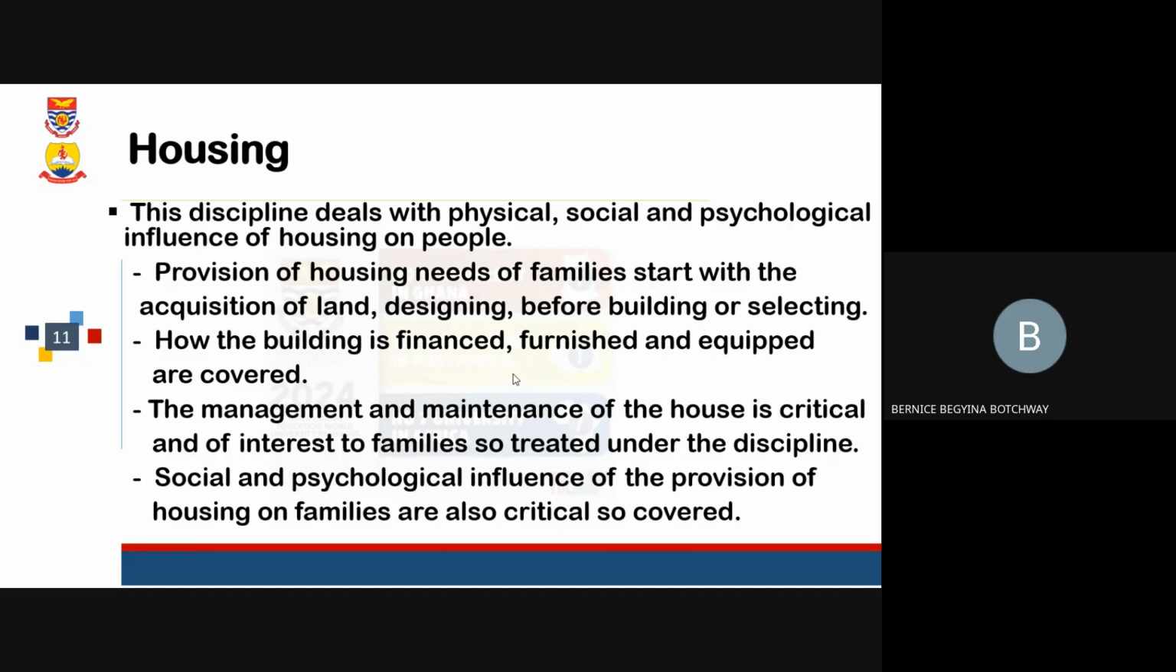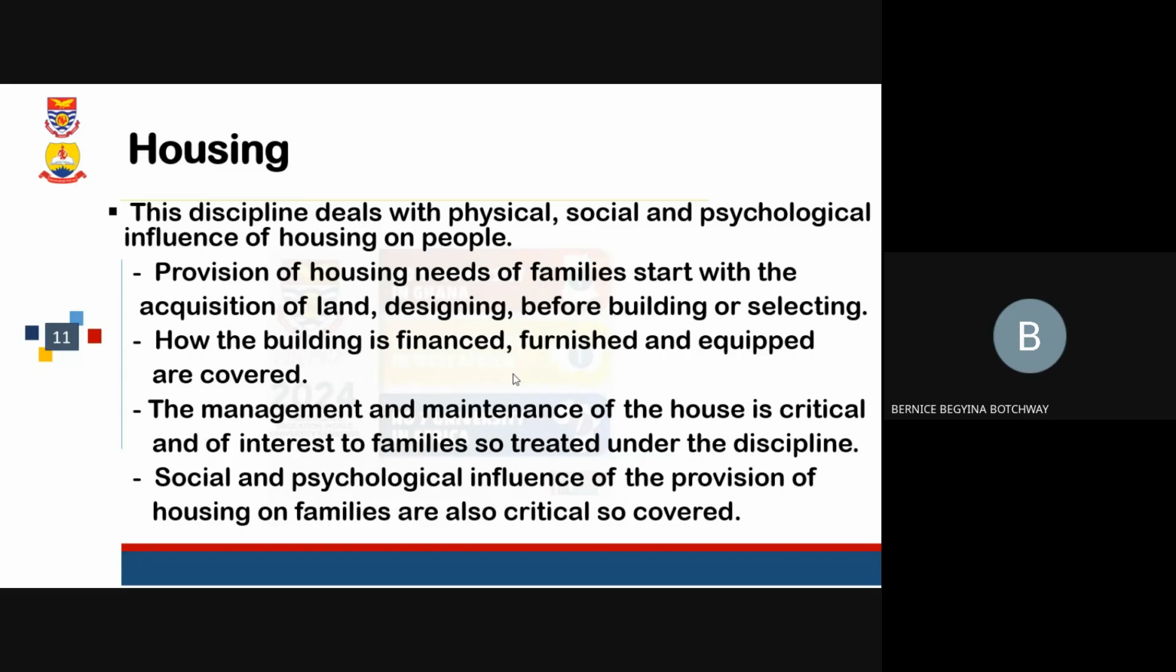Once you've identified the type of houses, you usually have a plan on the house that you want to use. So how you build it, some building codes or housing codes, building regulations and housing codes that you have to follow. And then how to equip your house, how to design it, the furnishings that you will need in your house. These are all covered in housing.